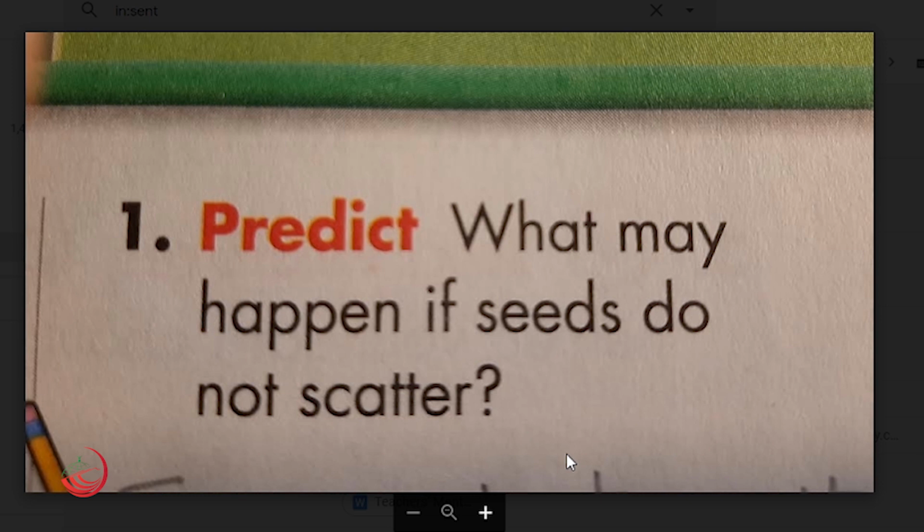I think some students succeeded in finding the correct answer. Yes, the new plant won't have enough room to grow. If they do not move away using those parachutes, they will not have enough room to grow. Also, we may say that the seeds might not grow. Simply. Okay.